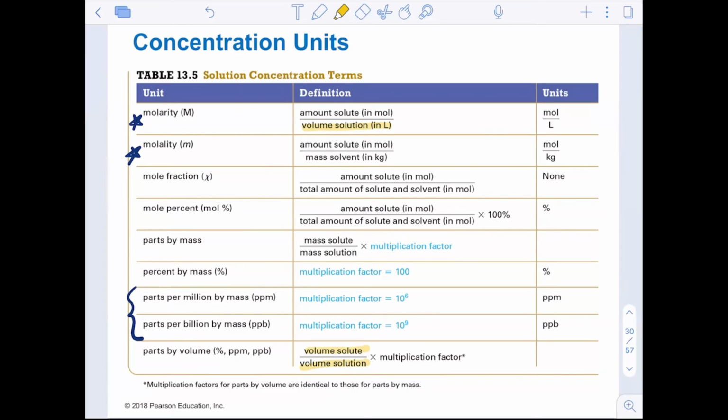And so our non-temperature dependent concentration units are going to be the ones that only deal with moles or mass. Those two things will never change. Volume is temperature dependent though.